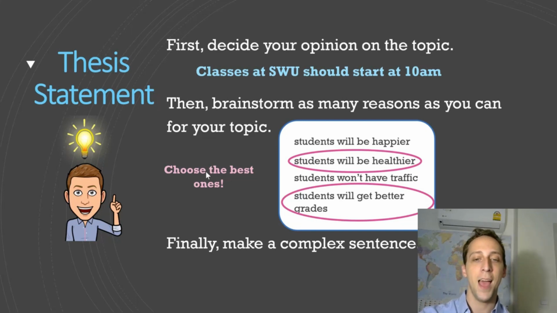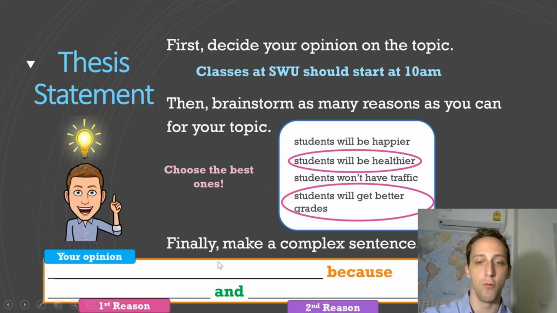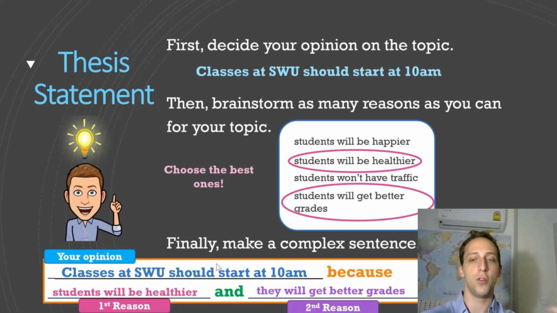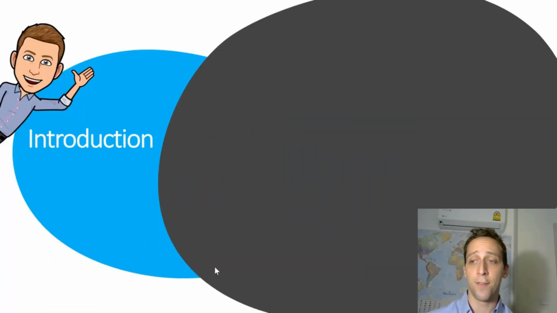So now finally, I make a complex sentence. And I start with my opinion on that topic. And then with my 2 reasons. So for you guys, your opinion, because, and why. So classes at SWU should start at 10 a.m. because students will be healthier and they will get better grades. If you got that, if you do this, you are off to an incredible start to your essay. So that's the first thing you need to do.